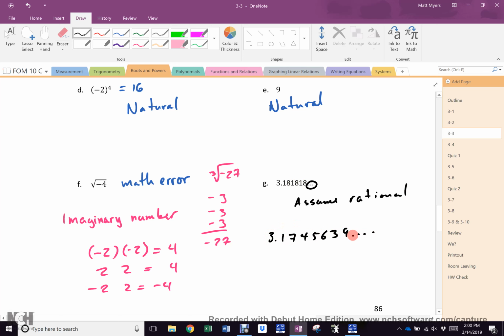What would you assume there? That you would assume irrational, because based on the knowledge that you have, that is probably not going to repeat. Cool? Everybody good? So any chain of numbers that's repeating would be wrong. Sure.